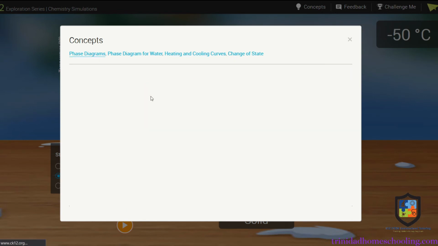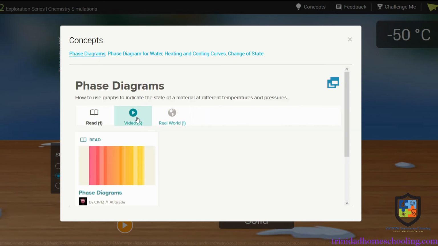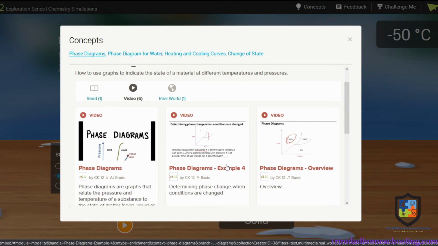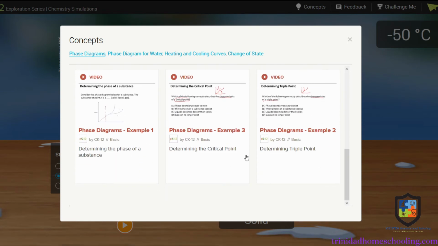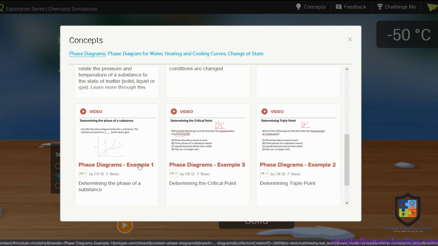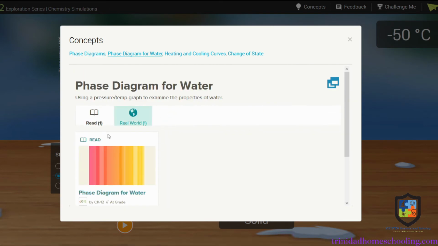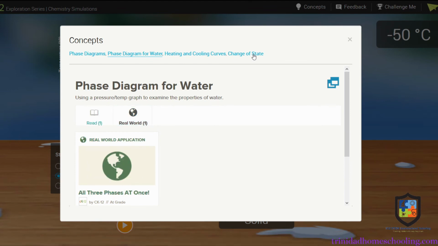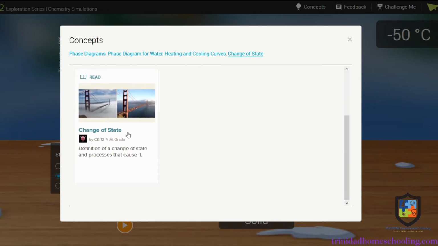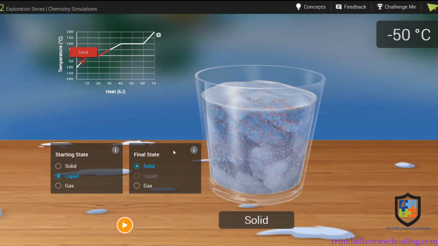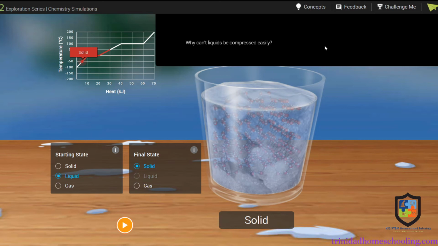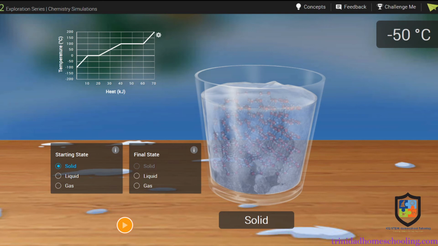If you click on phase diagrams, there are 6 videos for you to look at. Some of these might be a little too high level for you, but knowledge will never go to waste. For the phase diagram for water, go ahead and read that, and the real world applications. Change of state, I think this was in your classroom already for you to learn, so you could go ahead and read up on those. Challenge Me has some questions that require you to think. You could go ahead and try these on top here and explore this site.